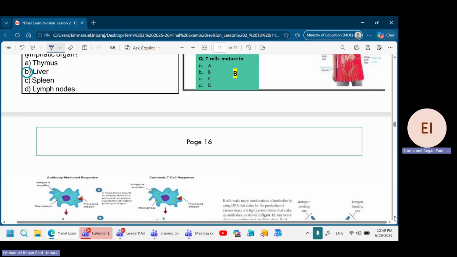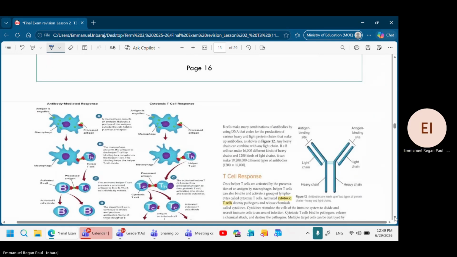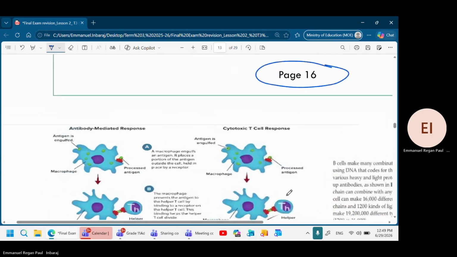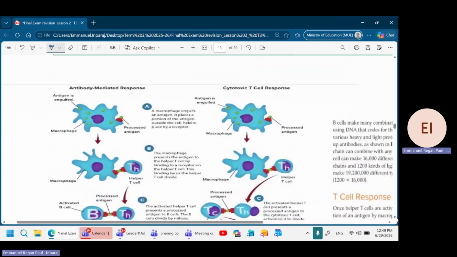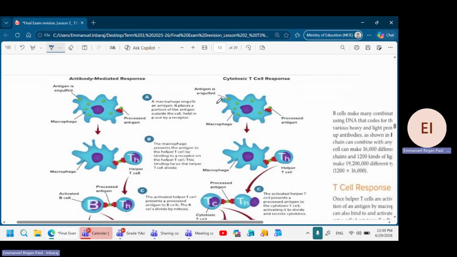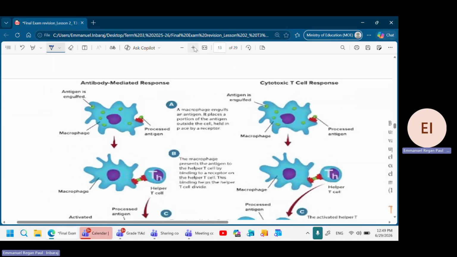And now let's move on to page number 16. Okay, page number 16, I have written it for you here. Page number 16. It's very, very important. Now, page number 16. This is about the B and the T cell response. Okay, let's see. But it's easier. Just understand this picture. I will read it out for you, and it's very important.